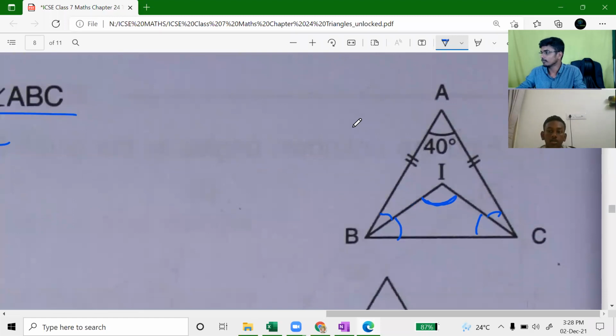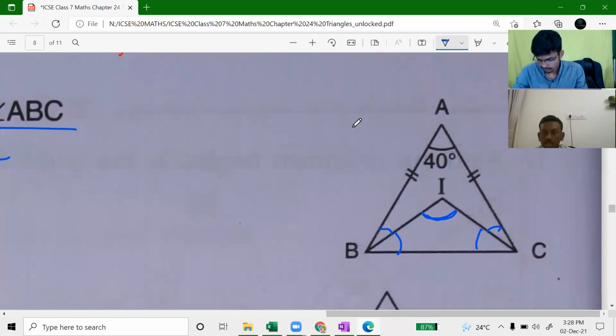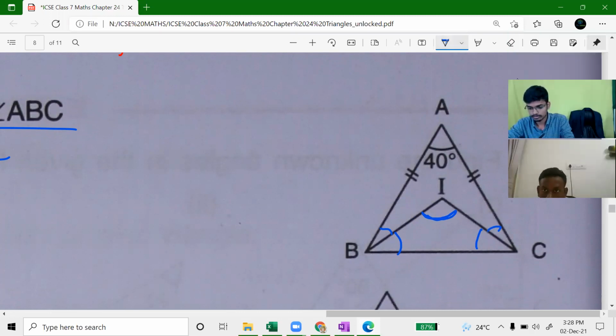Can you see the triangle properly? Yes, sir, I can see it. The very first thing, I will first erase everything. It is not working. Give me 1 minute, beta.